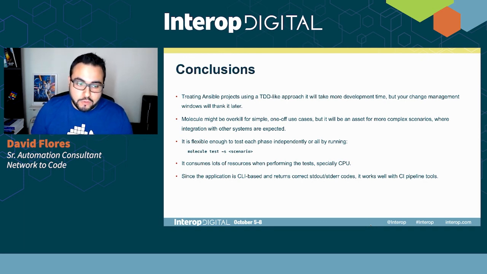Now, it consumes a lot of resources when performing the test, especially the CPU. Right now, I'm recording and running the molecule test, so my fans are actually screaming, but just be mindful of that. And since the application is CLI based and returns correct stdout and stderr, it works well with CI pipeline tools.